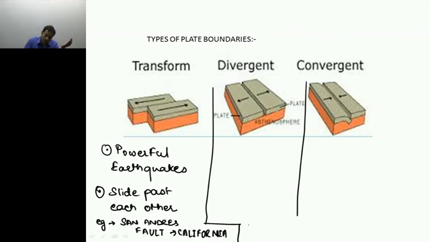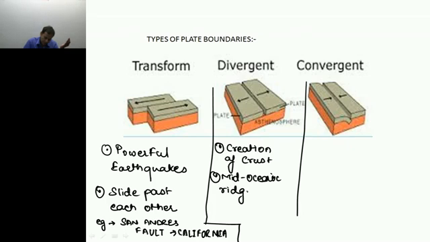USA. Divergent plate boundary: the plates move away from each other, therefore there is a creation of the earth's crust, and therefore they are known as a constructive plate boundary. They are associated with mid-oceanic ridges. They are associated with fissure kind of volcanic eruption. They are associated with earthquakes.